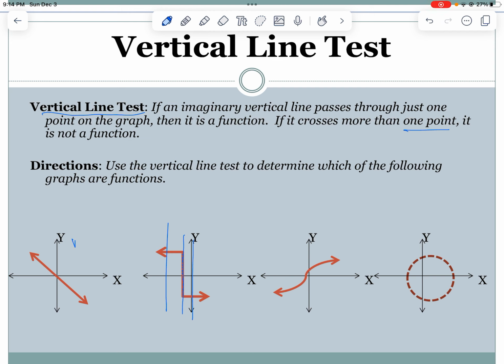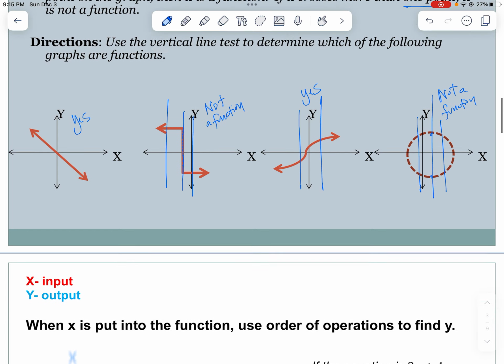So this is a yes. This one is a no. It's not a function. In the next example, yes, in fact, it is a function. I can draw a vertical line anywhere through that, and it will only touch once. In the fourth one, this is not a function because almost everywhere I draw a vertical line through this relation, it crosses more than once. It does not pass the vertical line test.